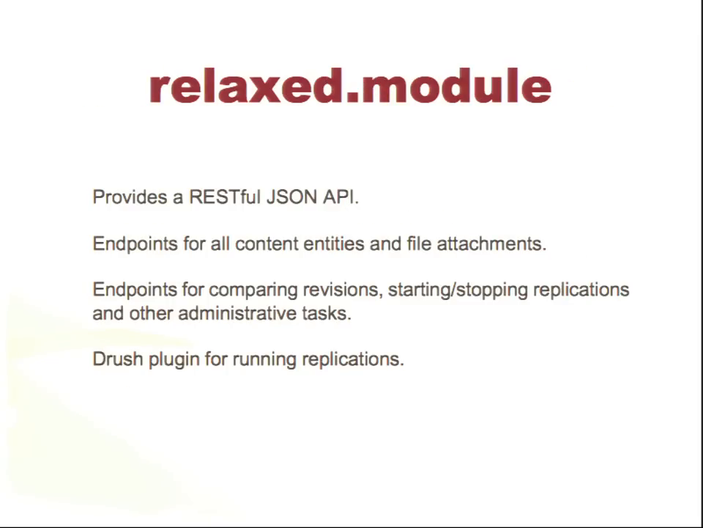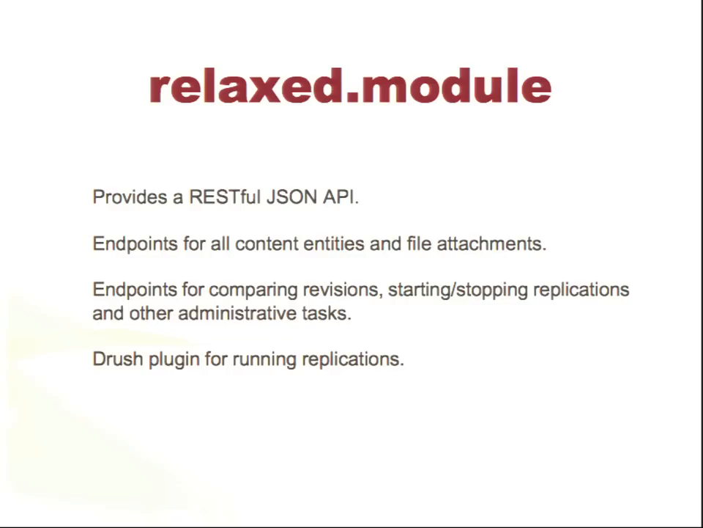Second, we have the relaxed module, which provides an extension to the REST module. Basically, it provides a new JSON API. We're not using the core endpoints or the core JSON endpoints, because they are not very well geared towards what we want to do here. So we use the plugin framework that the REST module provides, but we provide a new set of endpoints for all content entities and file attachments, or file entities as they are. Then we also provide a couple of endpoints for certain administrative tasks.